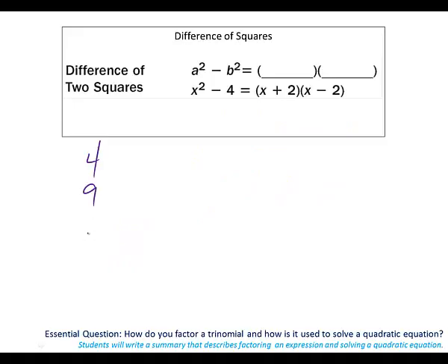4, 9, I heard. 16. 25. Anybody see them up in the room anywhere?